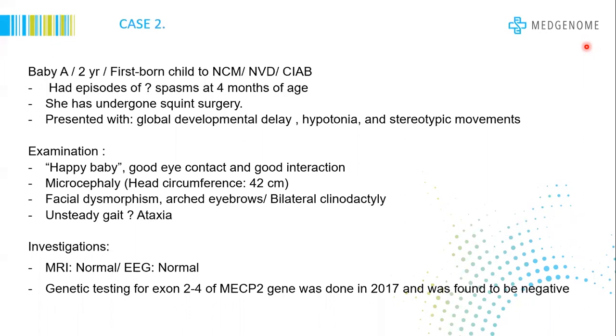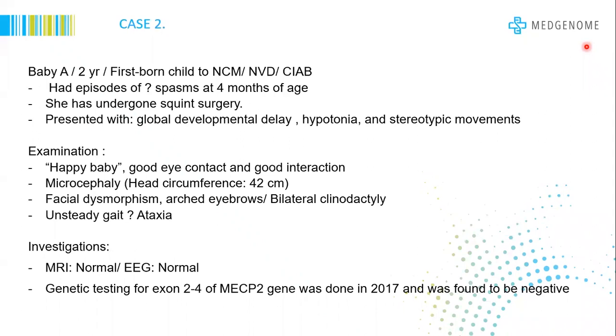MECP2 common mutation was tested, and it was negative. The only negative point or a clue which could make this child lean away from Rett syndrome was that the child was a happy baby with good eye contact, unlike a child with typical Rett syndrome. So based on this, the clinical diagnosis of Angelman was kept.